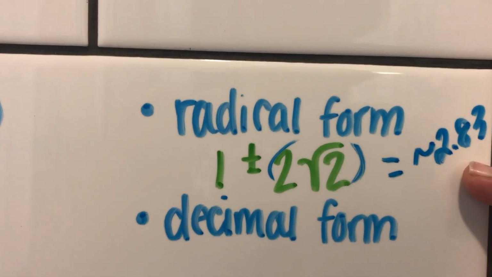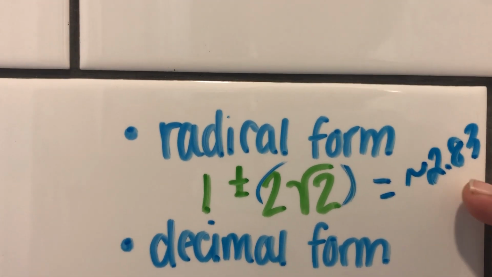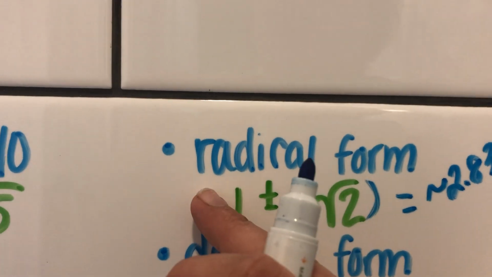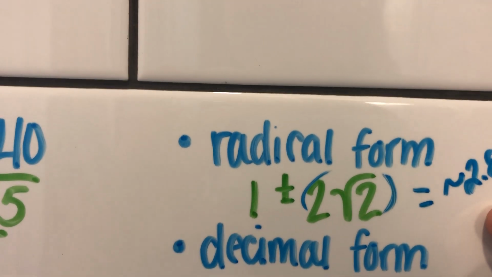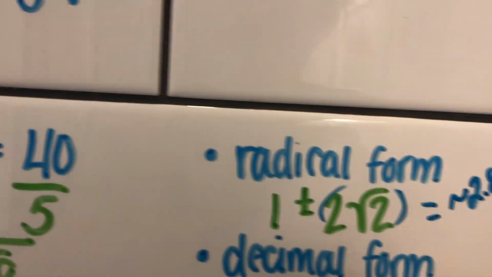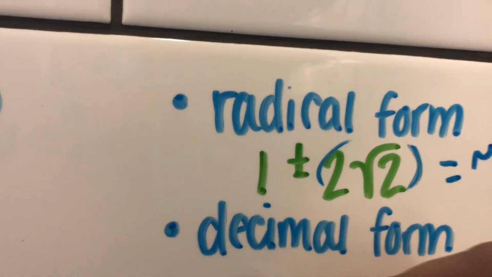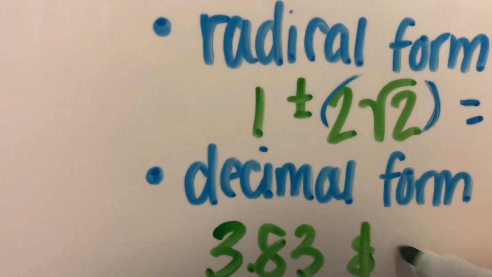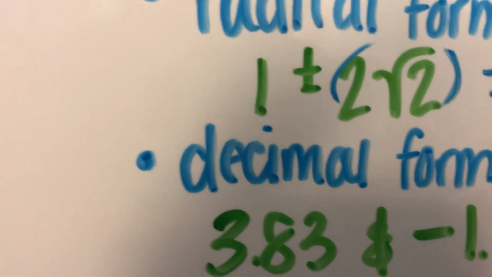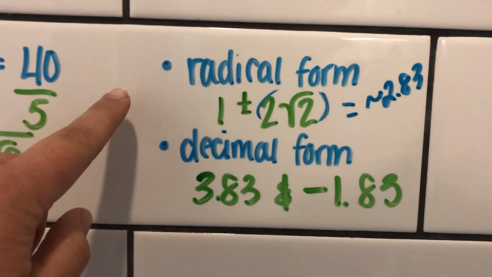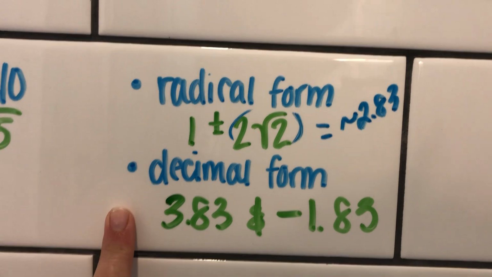So it's about 2.83. Now in my calculator, I'm going to type 1 plus 2.83, and I'm going to do 1 minus 2.83. Now when you do that, you are left with 3.83 and negative 1.83. And you would be done with that. You have your radical form and your decimal form.